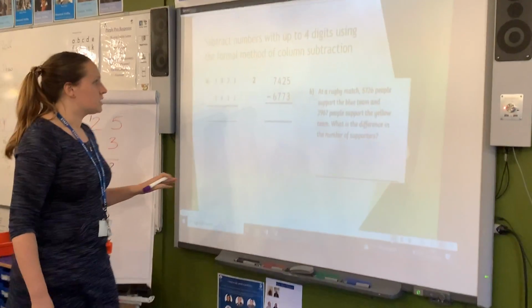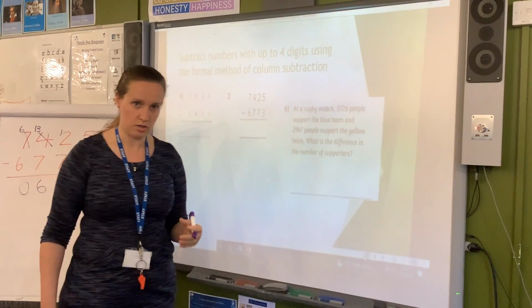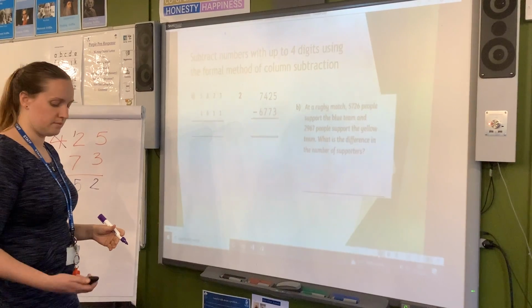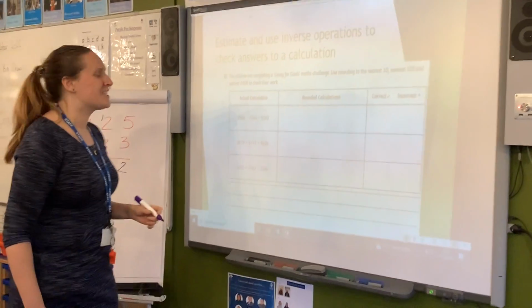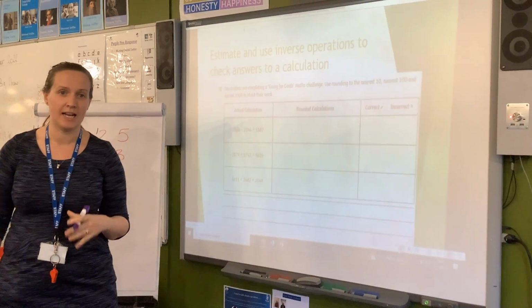As well as that, we'll be putting some word problems into the mix, so putting those additional subtraction skills into practice, before moving on to estimating and using inverse to check answers to calculations.